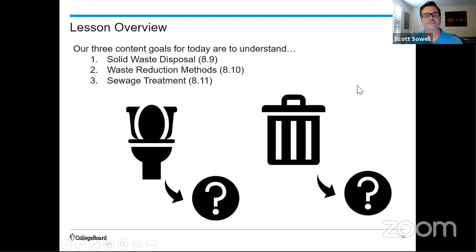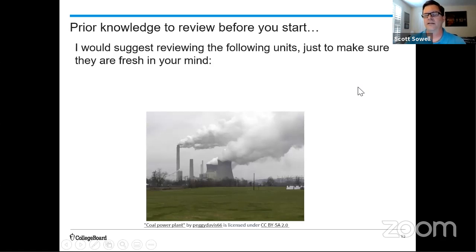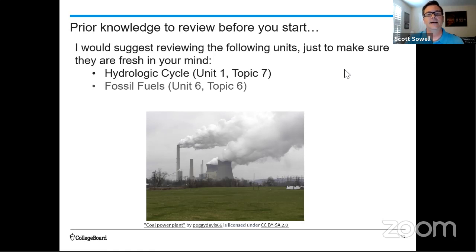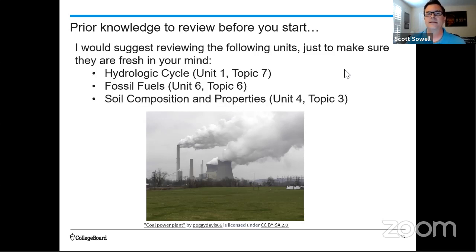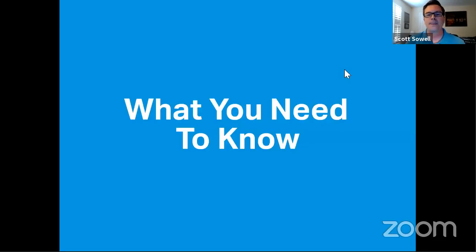So before we get starting into this topic, though, I would suggest reviewing a few things just so that you're comfortable with the conversations we're having today. This will be a really great review of the hydrologic cycle because there are some issues with groundwater that we're going to discuss today. Also fossil fuels. We're going to talk about, in particular, methane, which we know is a main component of natural gas. So be sure you remember how natural gas is turned into electricity. And finally, soil composition and properties. Some of the physical characteristics of different soil textures are going to come into play here. So that would be another great thing to loop back in and review. So let's jump right into it.